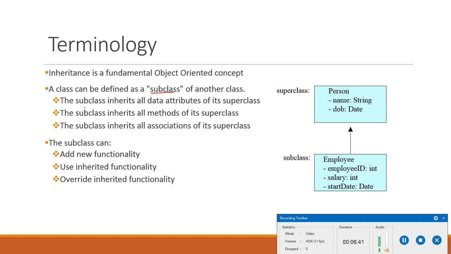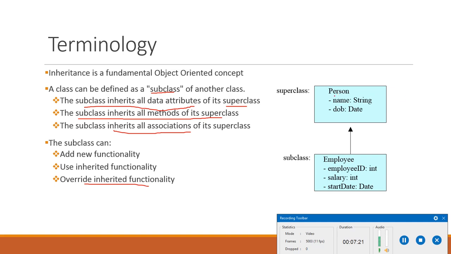What will a subclass do? It will inherit all the data members of its superclass or the parent class or the base class. Superclass is also called the parent class and the base class. Subclass is also called the child class or derived class. Subclass inherits all methods of its superclass. Subclass will inherit all the associations of its superclass. Subclass can add its new members, it can add new functions, it can add new variables. It can also override the inherited data members. So it can override a method which is declared in the parent class.